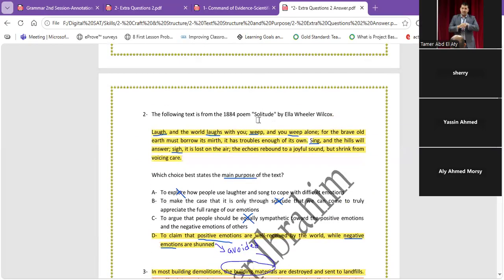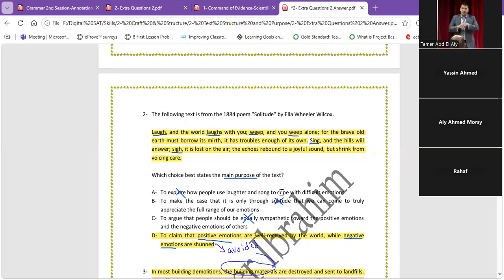Let's go to number 2, and Rahaf Yahya. What's the skill of this one, Rahaf? The main purpose. What are you going to do in the main purpose? We're going to read the whole text. I'm sorry, again? We're going to read the whole text. No, Rahaf. Only the first and last sentence. Forget about what I highlighted. The first and last sentence. If you look here, Rahaf, you'll find that it's only two sentences, the first and the last. Did you read the introduction, Rahaf? No. Okay, read now.